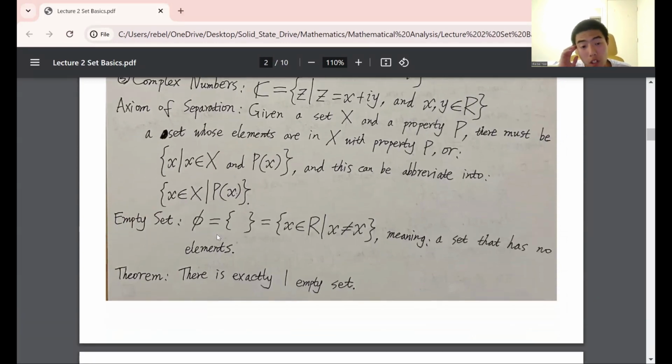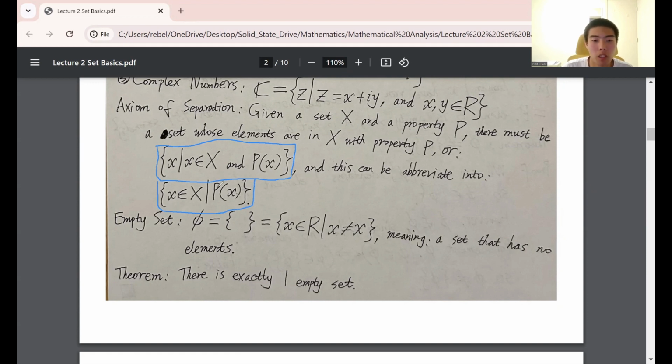It's the axiom of separation. This is an axiom, or you can say a theorem, maybe an axiom because it's very intuitive and it makes sure that the given set is defined. So if we already have a set X and a property P, there must be a set whose elements are in X with property P. So if you ever see a set in this form or in this form, these two are equal. It's just a shorter version of the upper one.